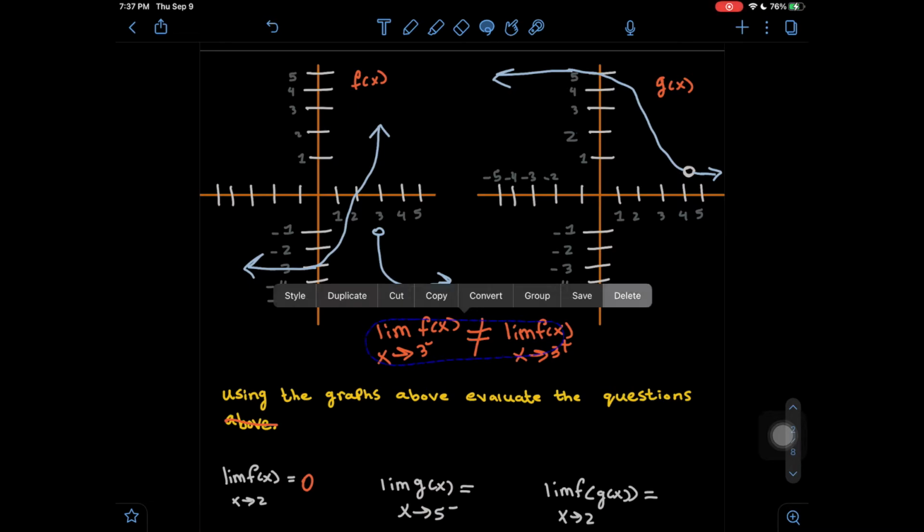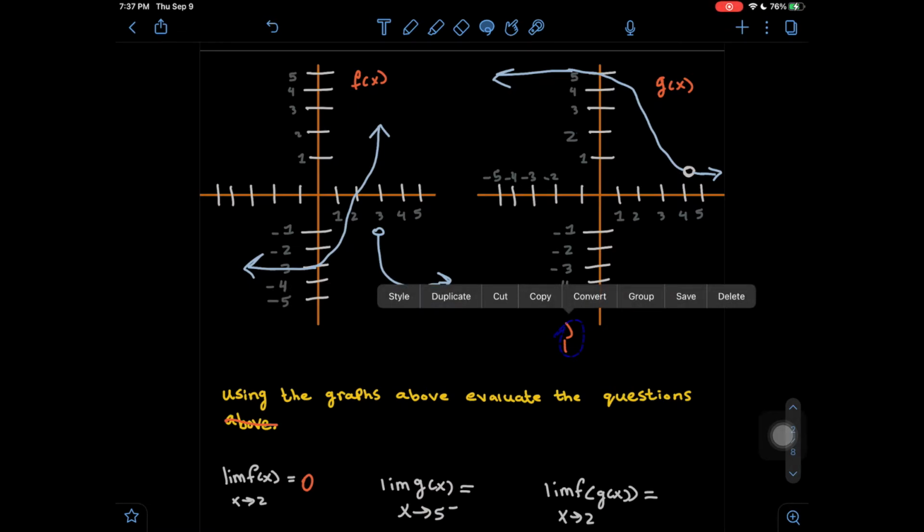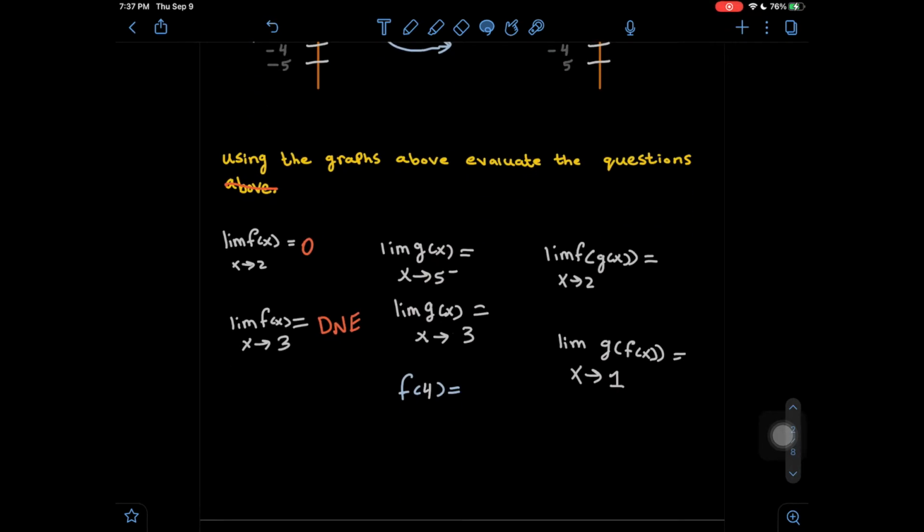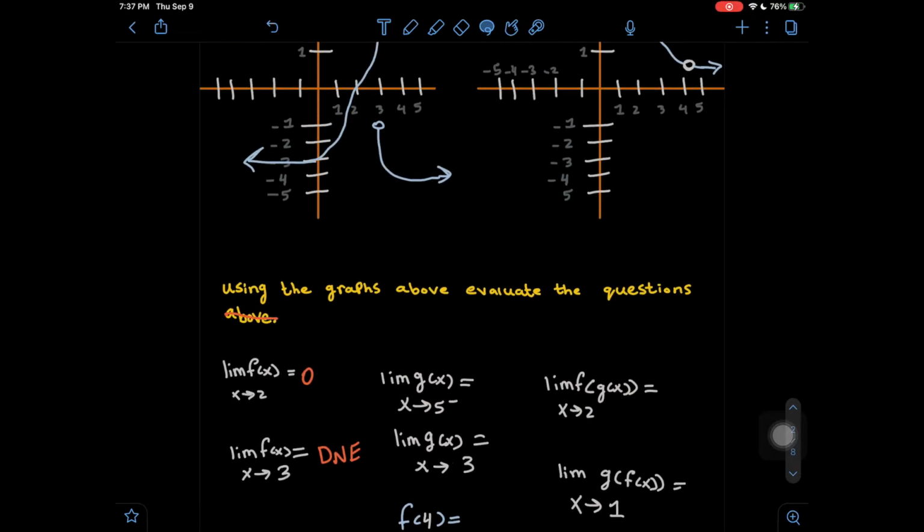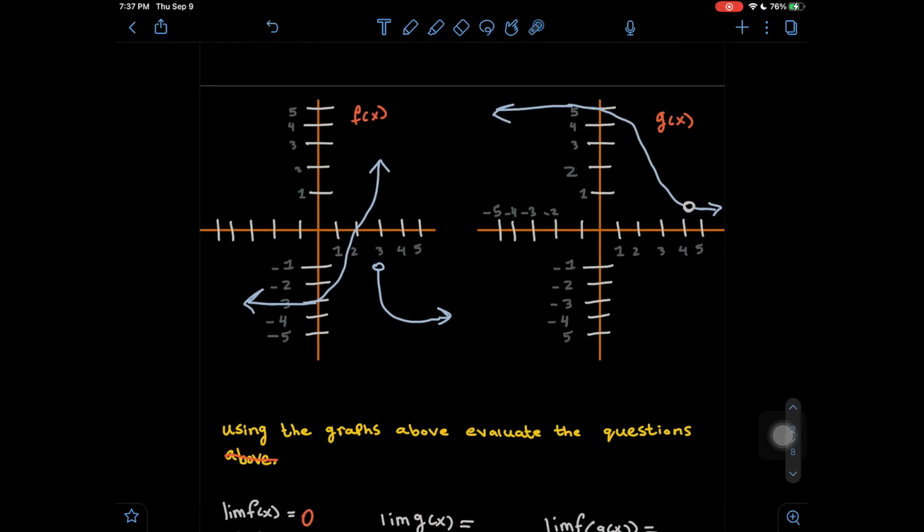So we can go ahead and take that out. Now let's go to the second set of these problems, which says the limit of g of x as x approaches 5 from the left. This minus is just the left. And again, the g of x graph is on the right side.